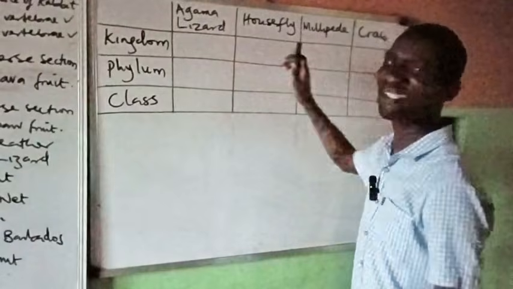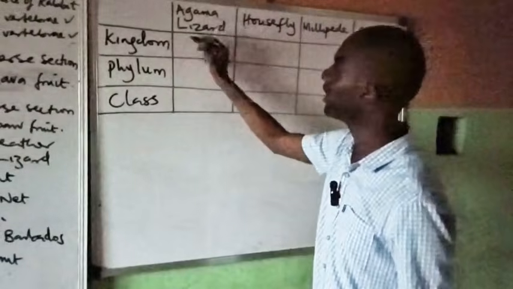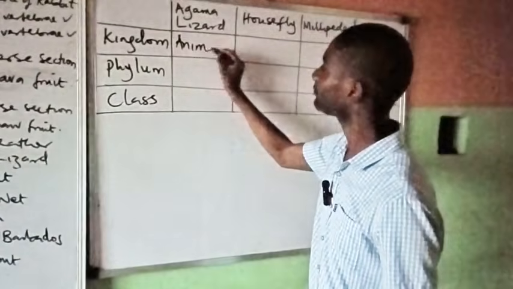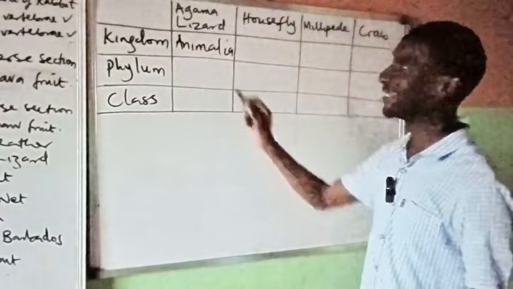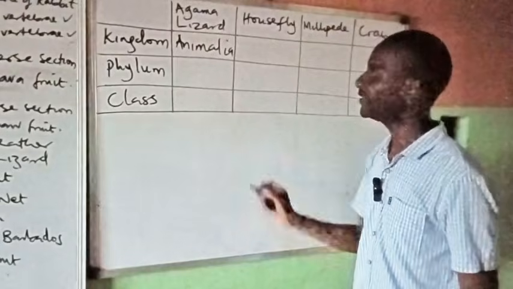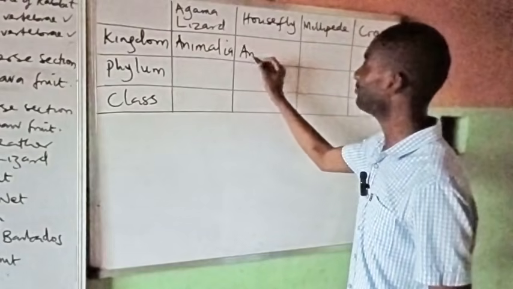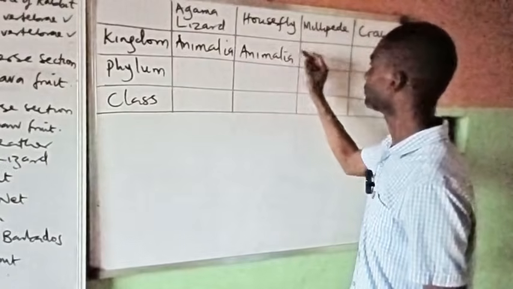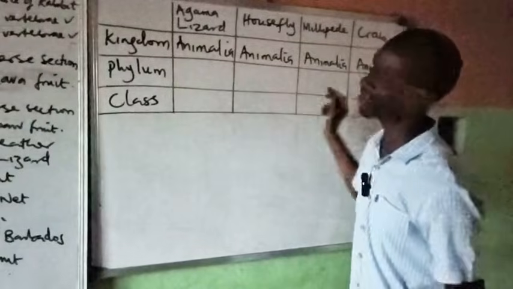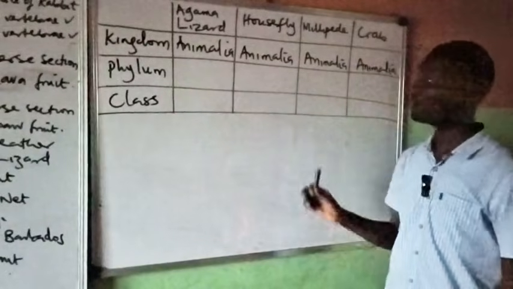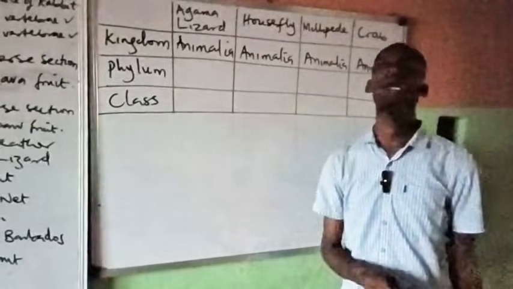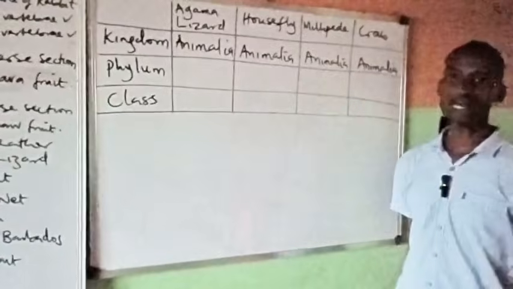So I've done it in a tabular form. They are all animal kingdom. So I'm going to write kingdom here is Animalia. Please note, not kingdom animals. It's Animalia. So they can ask you the similarity. The similarity is number 1, they are all in the kingdom Animalia. Or they can say the similarity between these two. They are all kingdom Animalia.